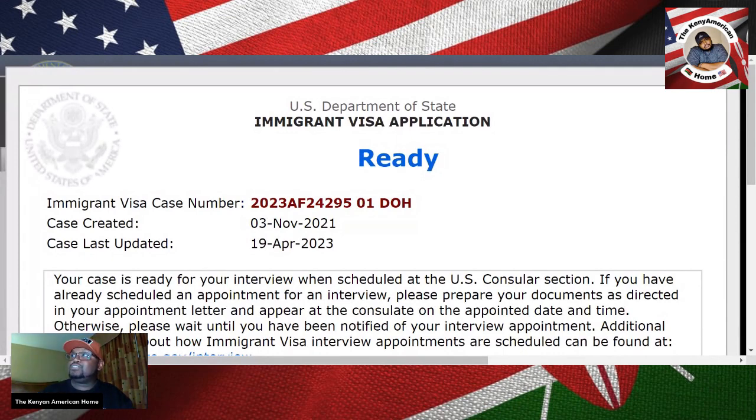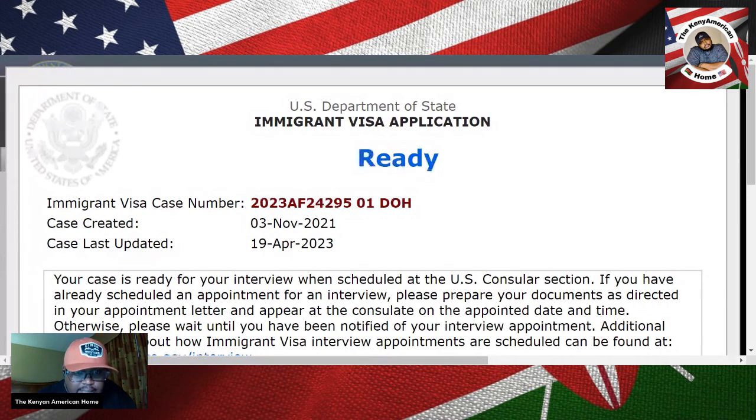your case is ready, and so it says your case is ready for your interview when scheduled at the U.S. consular section. If you have already scheduled an appointment for an interview, please prepare your documents as directed in your appointment letter and appear at the consulate on the appointed date and time. Otherwise, please wait until you've been notified of your interview appointment. Okay, so this case is ready and it's in Doha, Qatar.